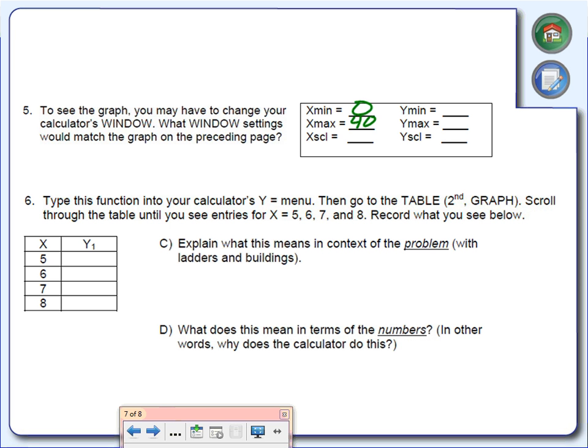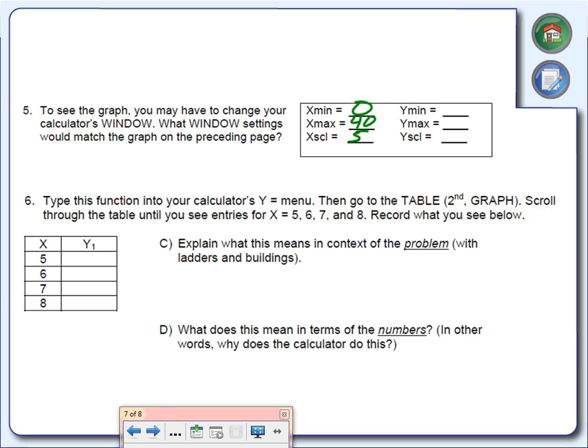Now, if I'm going from 0 to 40, what kind of scale are we going to use? If we count by 1s, that means we're going to have a lot of those little marks in between 0 and 40. So we can do 2s, we can do 5s, we can do 10s, we can do anything we want. What do you suggest? 2s, well, that would be better than 1, but I could go with something more like 5 or 10. We'll go ahead and use 5. Okay, so that takes care of the x's.